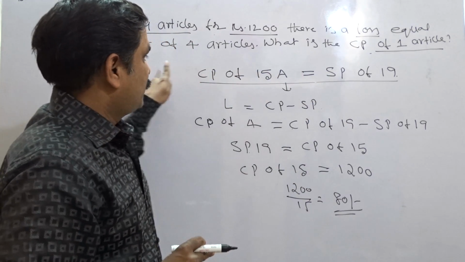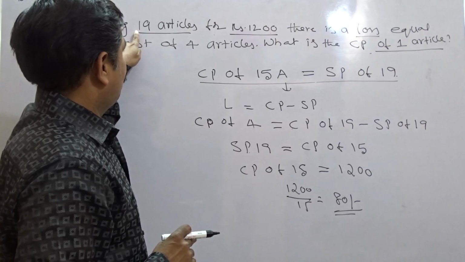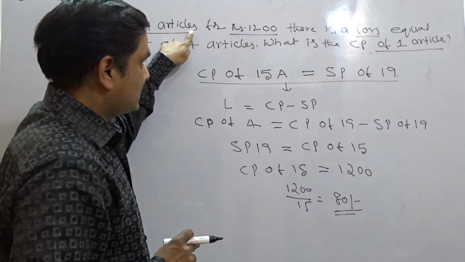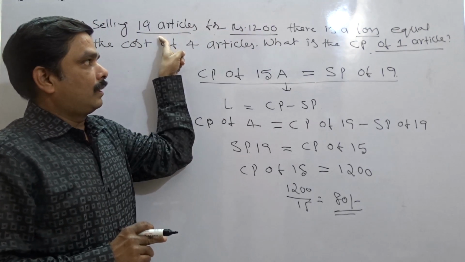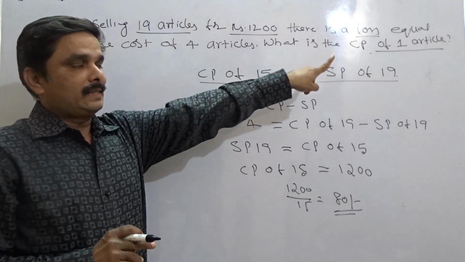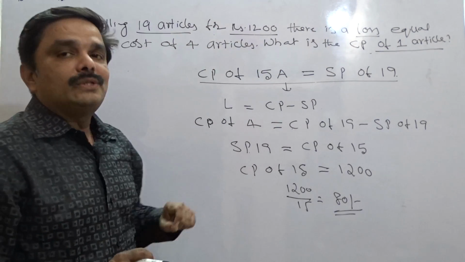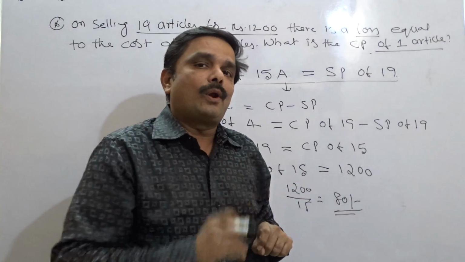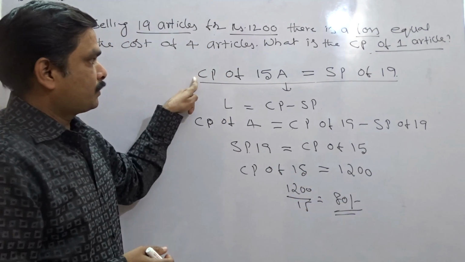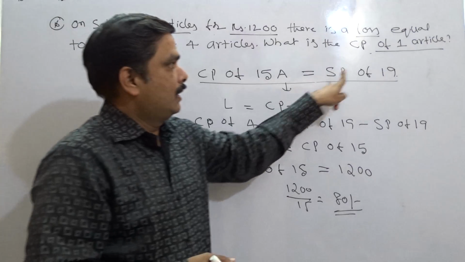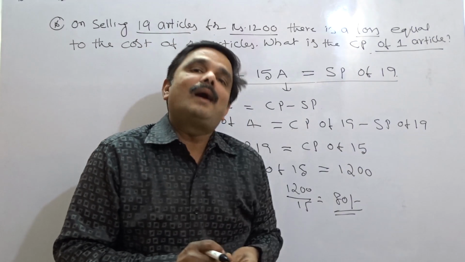Let me repeat this one. Here, selling 19 articles for some price, in this transaction the loss is equal to the cost price of 4 articles. Directly my conclusion is that the cost price of 15 articles is equal to the selling price of 19 articles.